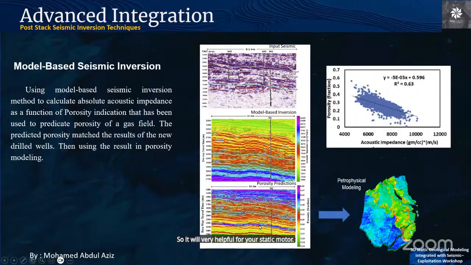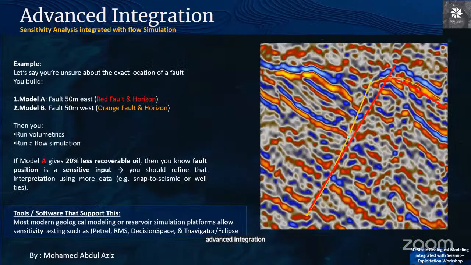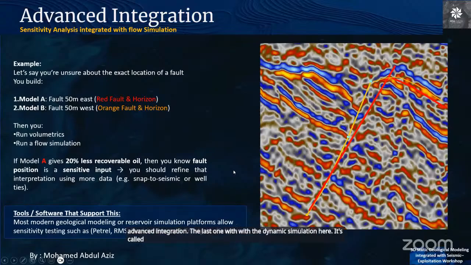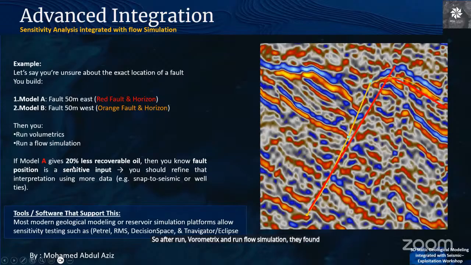This is the third type of the advanced integration. The last one with the dynamic simulation here is called sensitivity analysis. Sensitivity analysis comes, as I mentioned for you, because our workflow is iterative. So after you run volumetrics and run flow simulation, they found you have an area with 20% less recoverable oil. Okay, and you already interpreted the model A fault 50 meters east, the red one, and the horizons, okay?